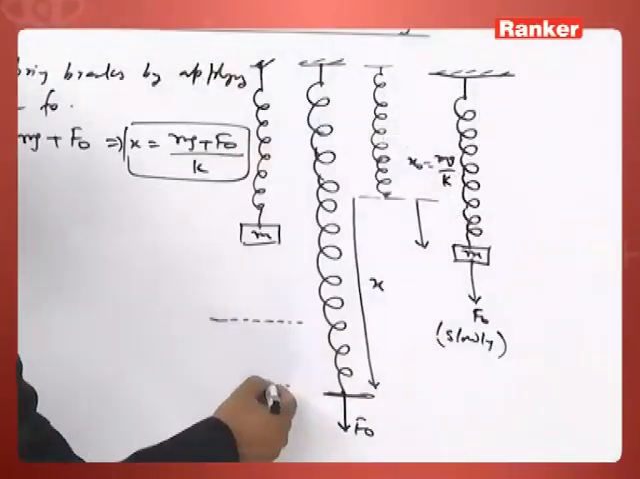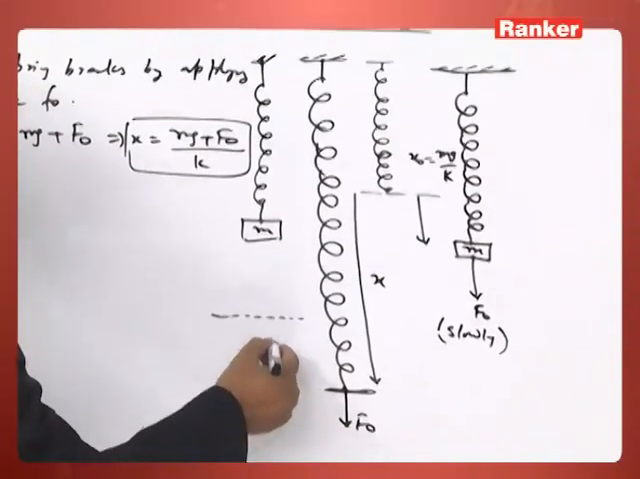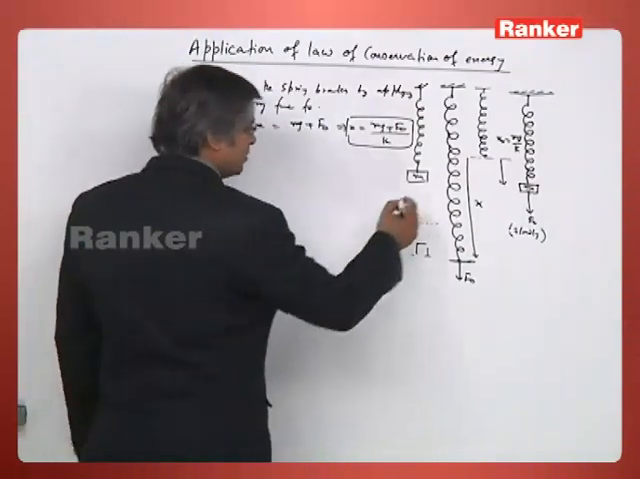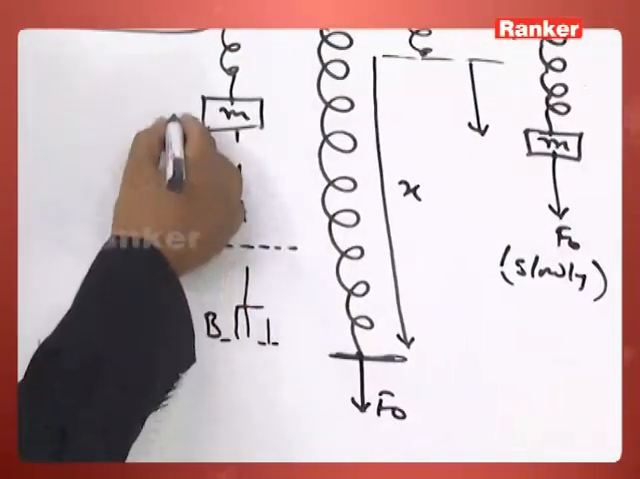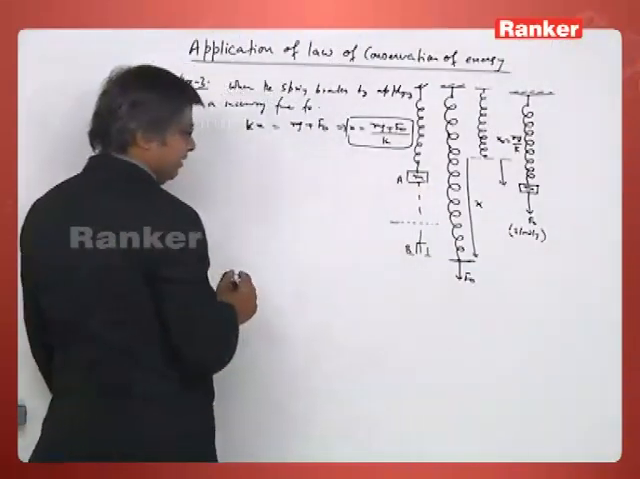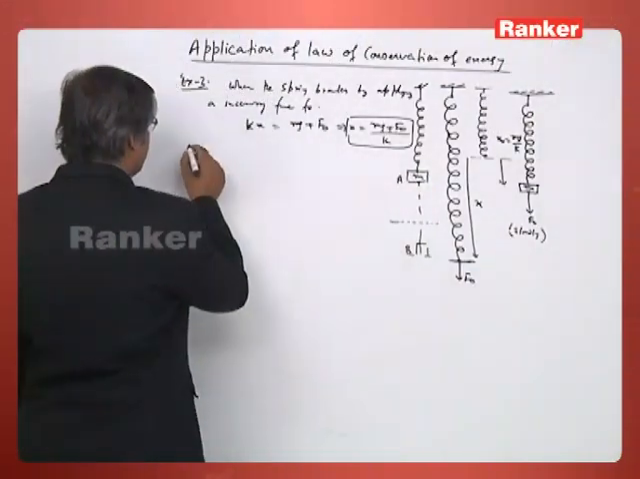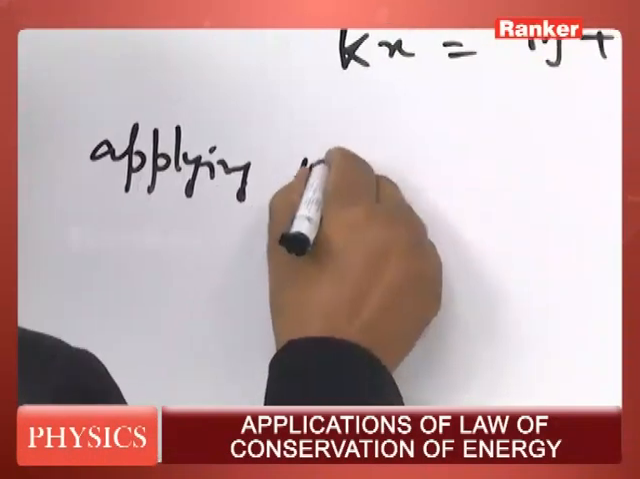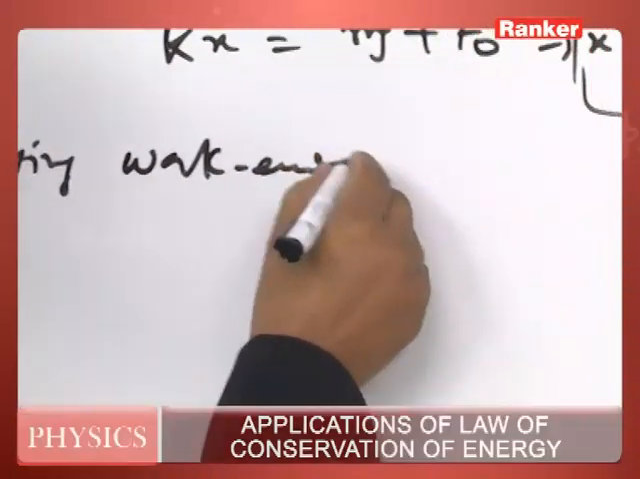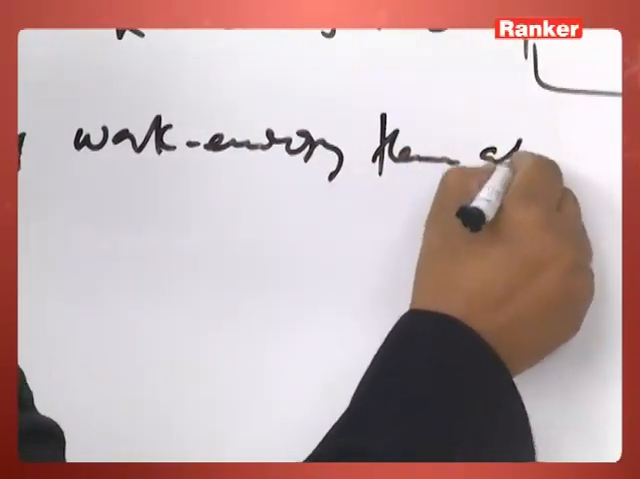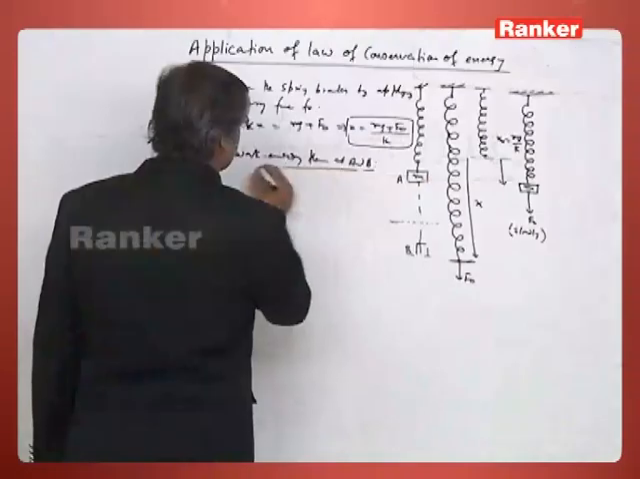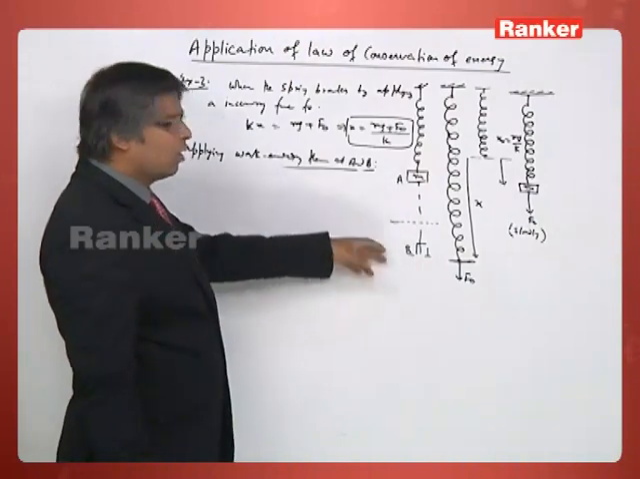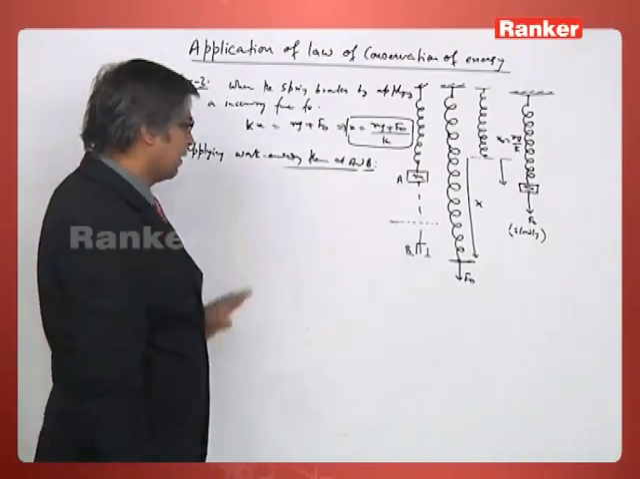So now it can reach here. That means the moment by applying a force F naught, it reaches here, its kinetic energy must be 0. So this is position B and this is position A. So now applying work energy theorem at A and B. So what is the total energy in the system plus work done? This. So, or law of conservation of energy, anything you can say, A and B.